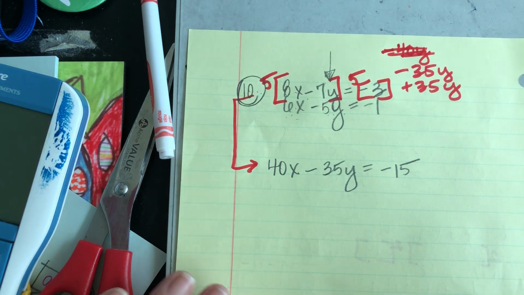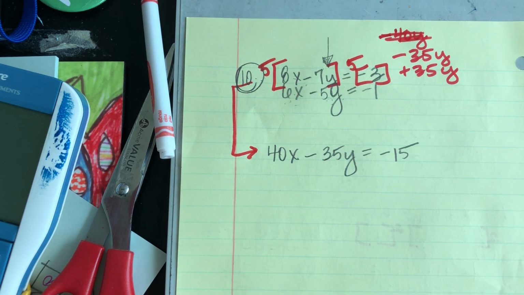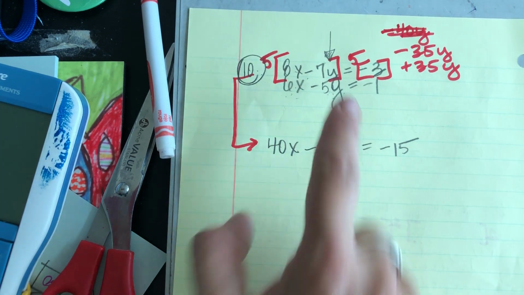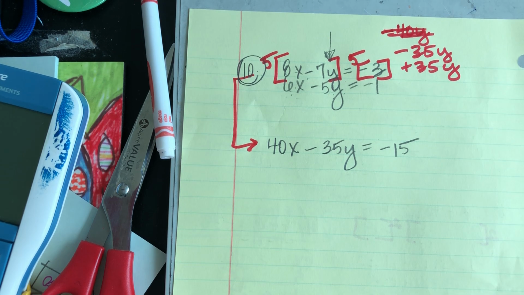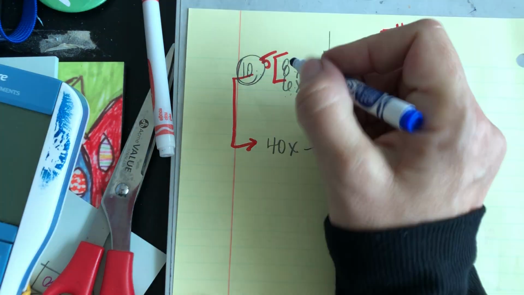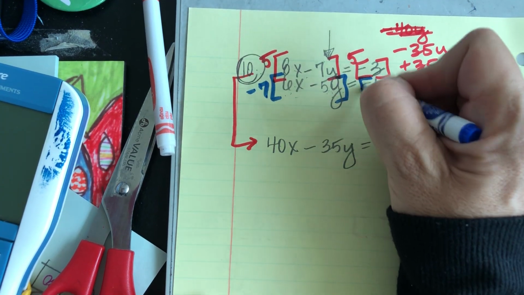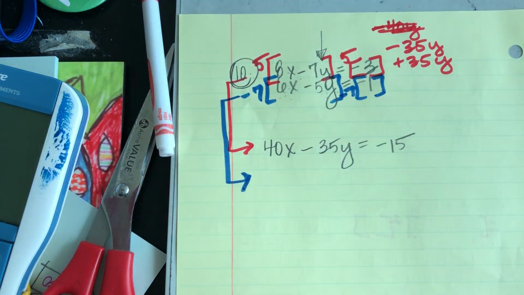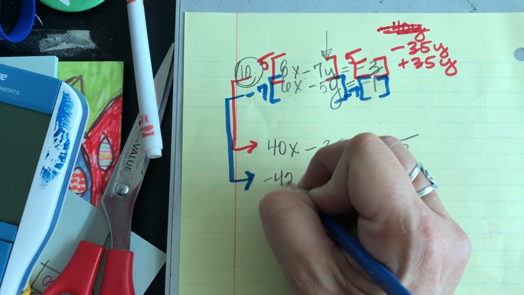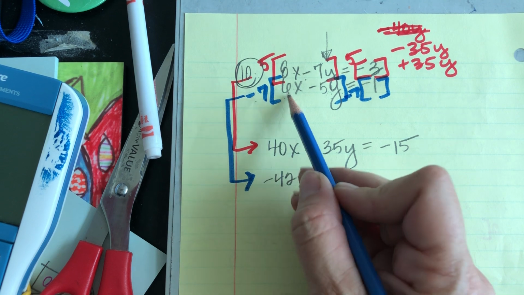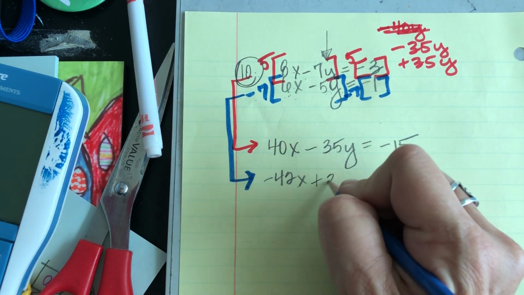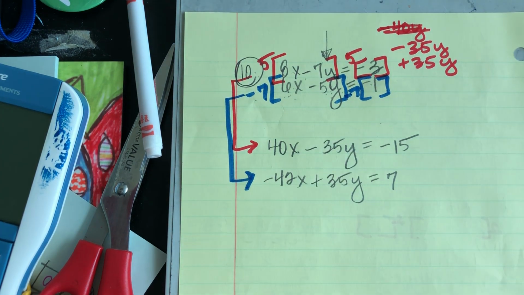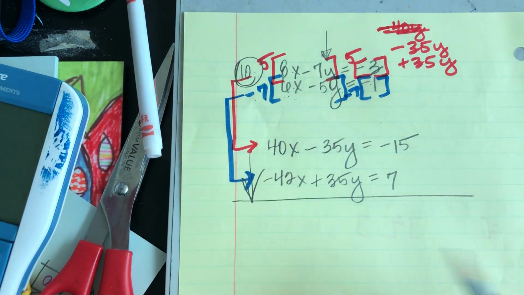I know this is a lot. That's why I'm walking slow through it. Now, let me look at the second equation. It has 6x minus 5y. I want that minus 5y to be this positive 35y. So I've got to multiply the whole equation by negative 7. I don't have a choice about that. So then that one's going to come down here. Negative 7 times positive 6 is negative 42x, plus 35y equals, is that negative 1? Yeah. So it's going to be positive 7 over here. A lot going on. Now we can add down.